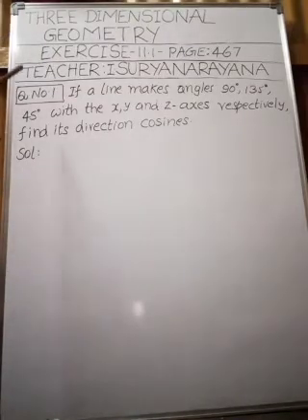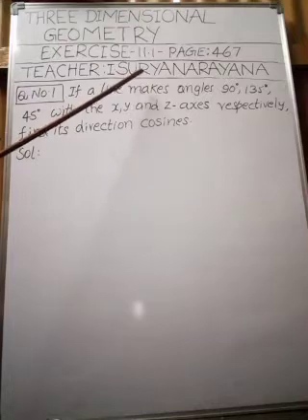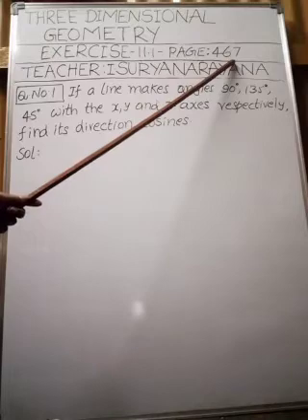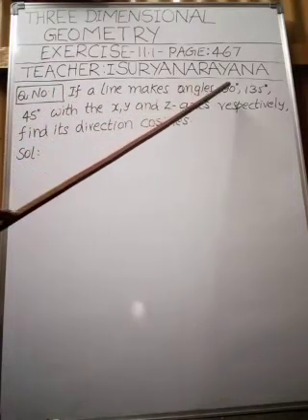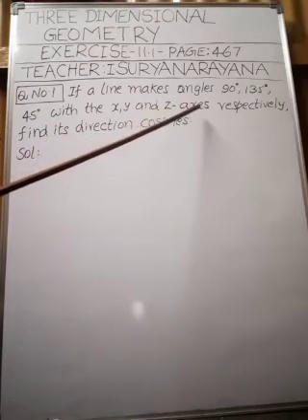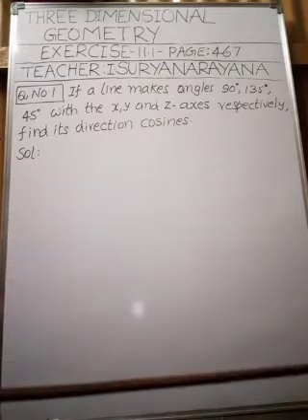The concepts of this exercise 11.1 were completed. Now let us start the problems in the exercise 11.1, page number 467 in the textbook. See question number 1, the first question in the exercise. If a line makes angles 90 degrees, 135 degrees, 45 degrees with the x, y and z axis respectively, find its direction cosines. Understood this point?